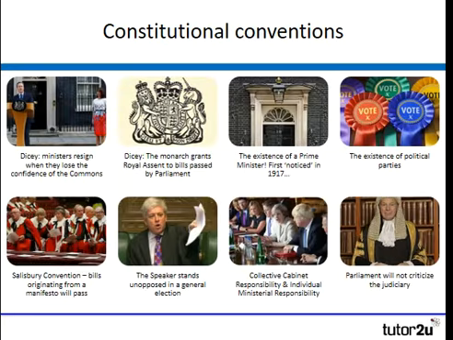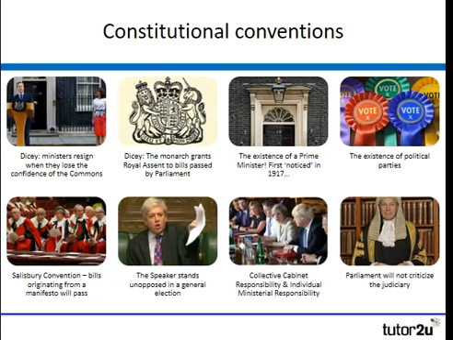Here are just a few examples that you could use to illustrate any questions that you might have on constitutional conventions as a part of the UK Constitution. The top two on the left there come from our old friend A.V. Dicey, and he pointed out that ministers resign when they lose the confidence of the Commons. Now, that isn't written into any law anywhere in particular. That is a convention. It's also a convention that the monarch will grant royal assent to bills passed by Parliament.